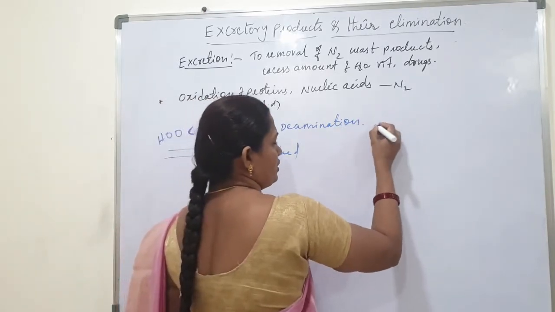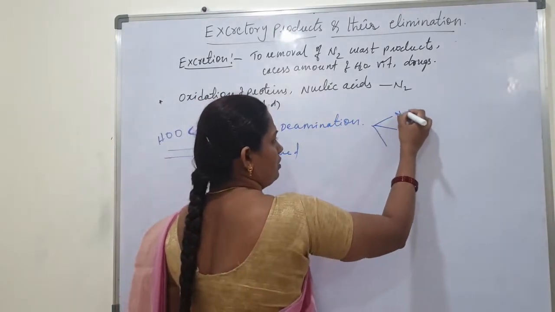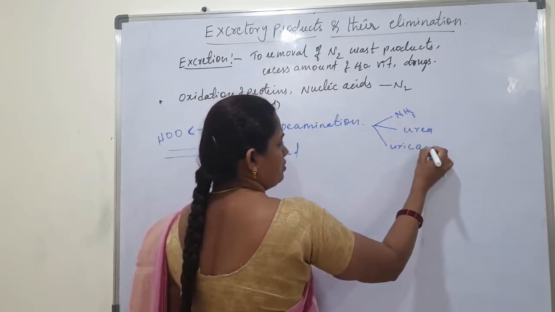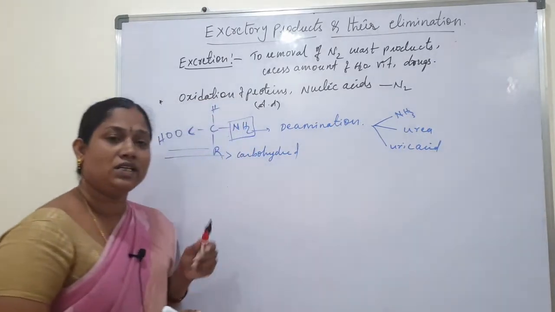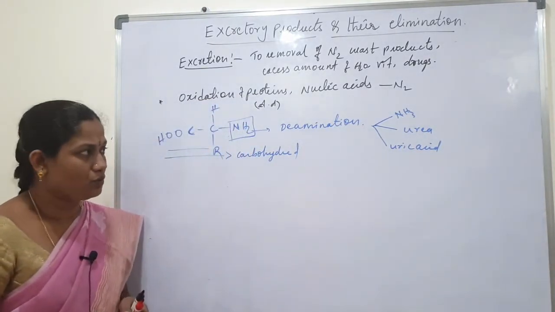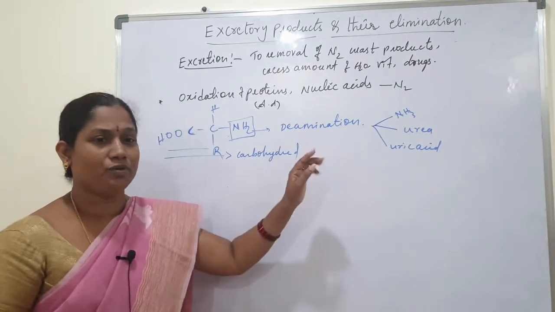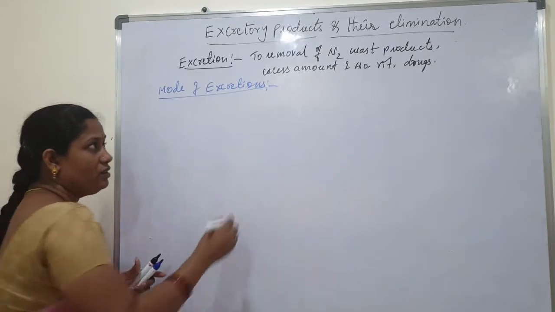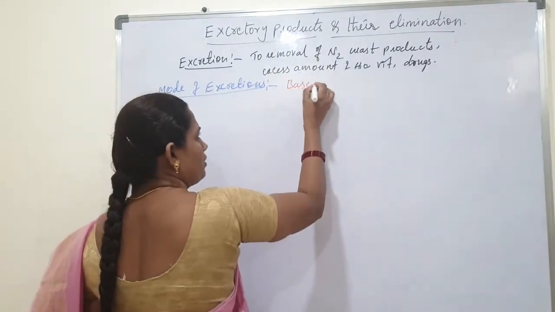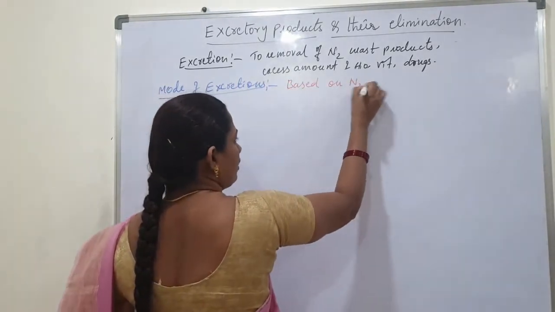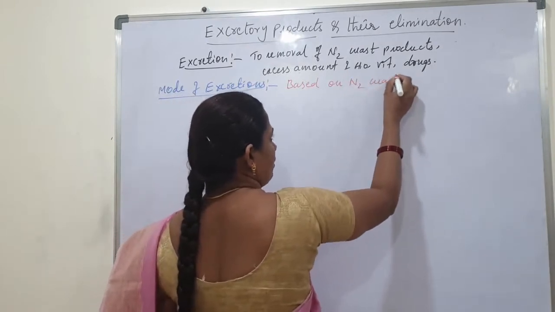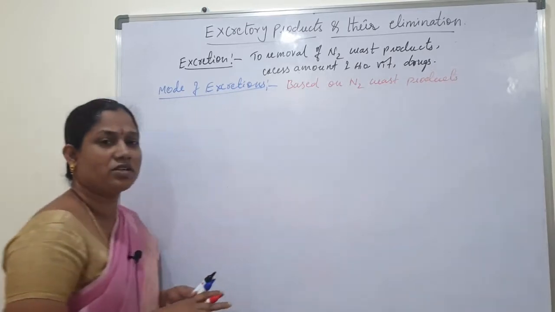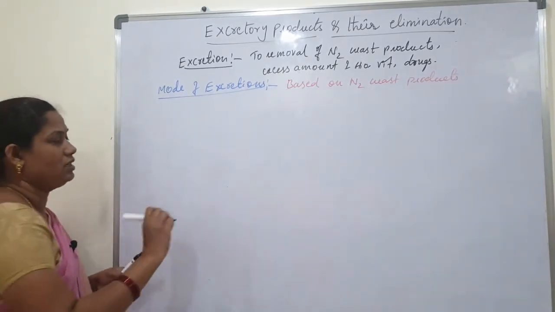Generally, the nitrogenous waste products are of three types: ammonia, urea, uric acid. In all living organisms, these three types of nitrogenous waste products are produced. Okay, modes of excretion. Based on the nitrogenous waste product, excretion can be divided into three types.